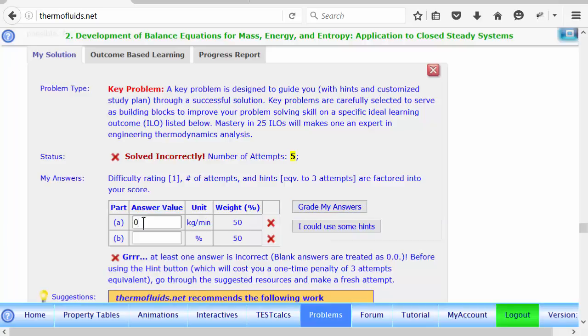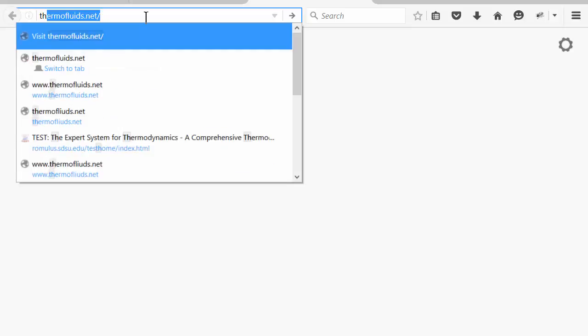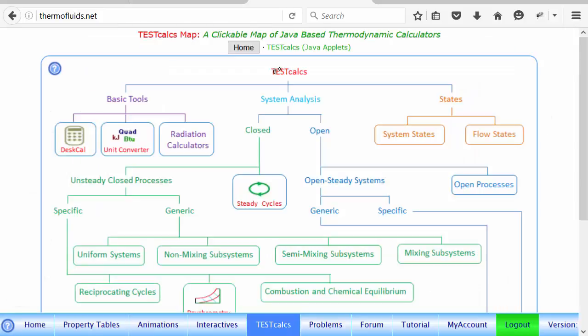And if we put in 45.6, voila, this part is correct. But remember, we just solved the problem manually, and what is advisable is always to verify your answer with a test calc if possible. So for that, we go to thermofluids.net again, and we try to launch an appropriate test calc. We go to the test calcs page and recognize that a heat engine is a closed steady system.